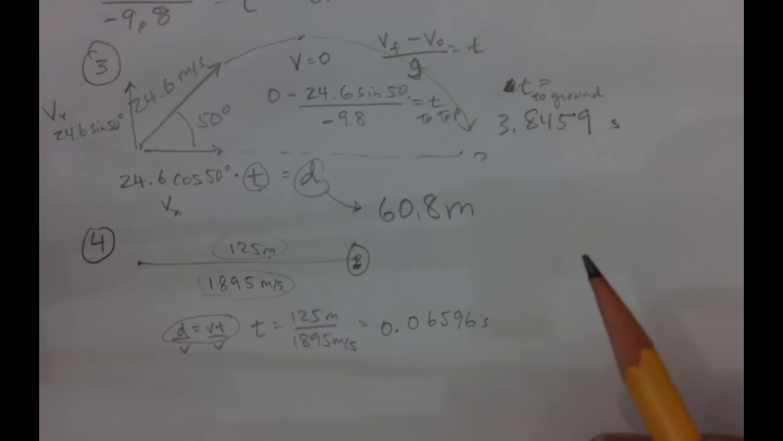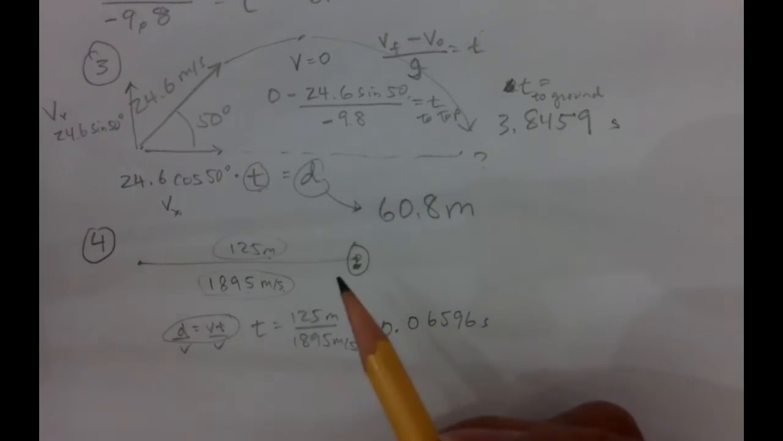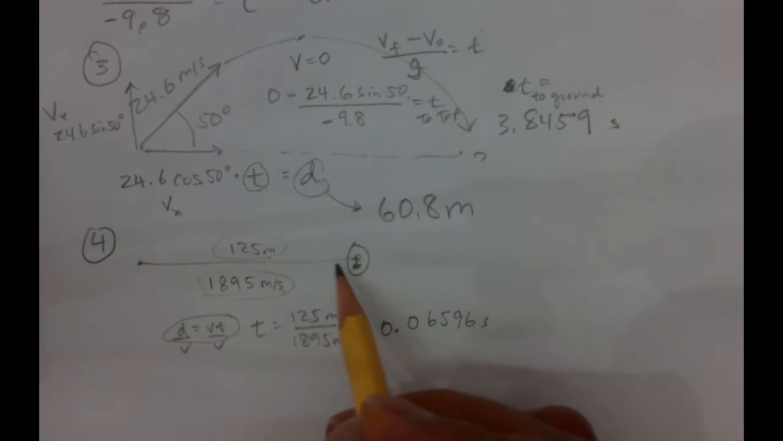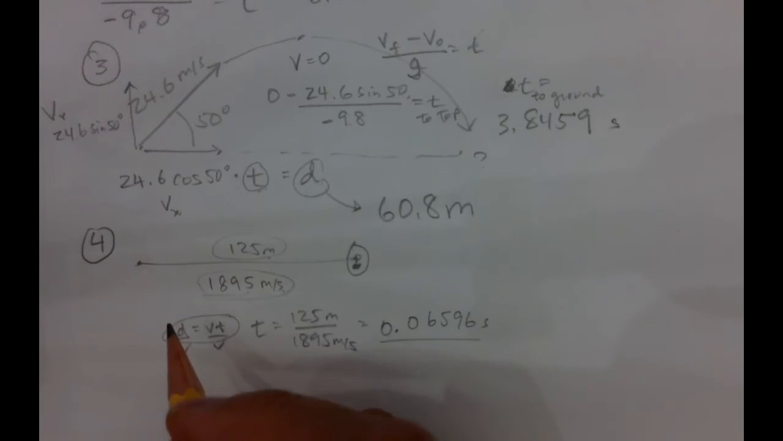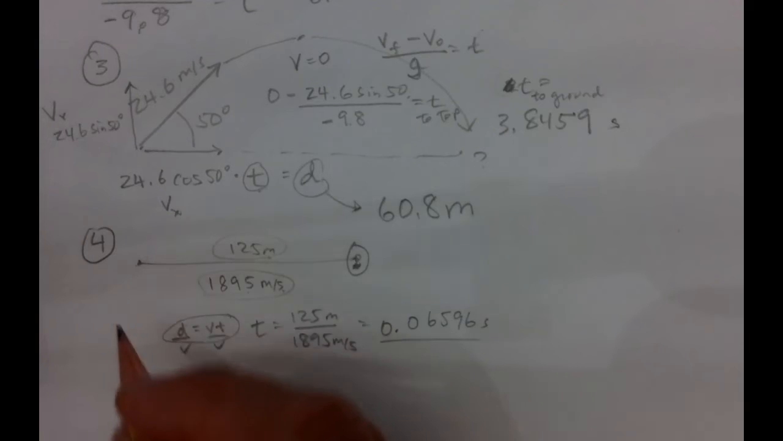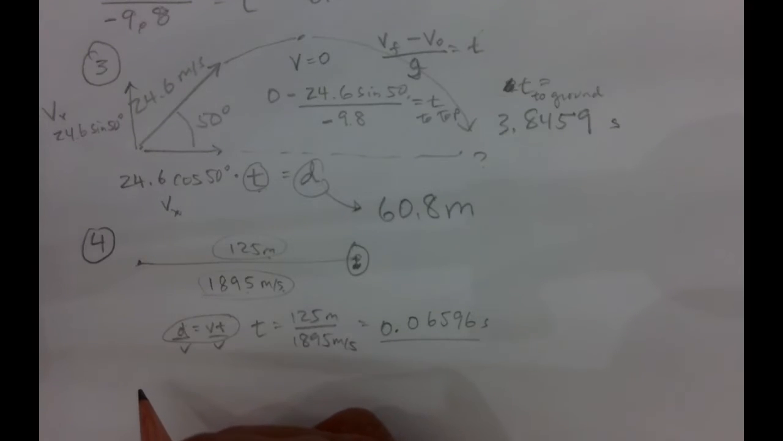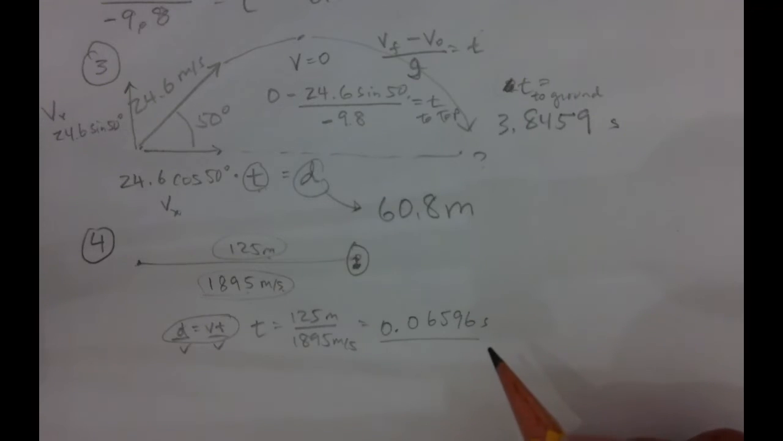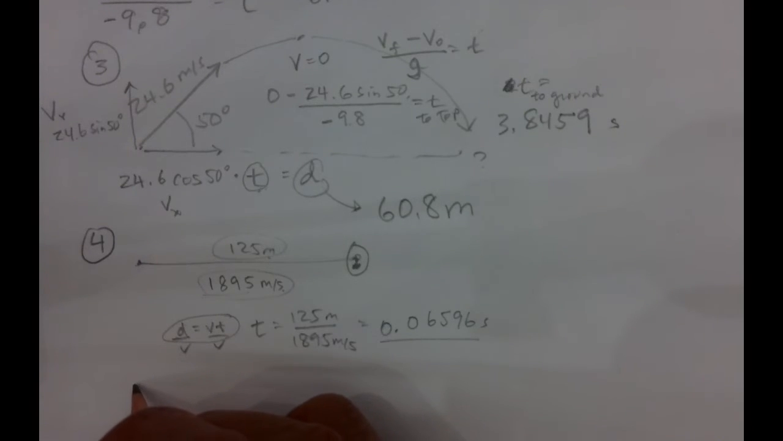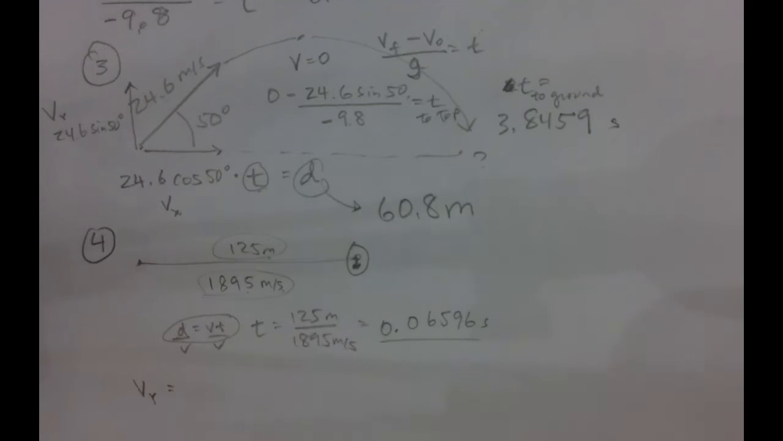Alright. So notice how our range is connected to our horizontal, and that gives us the time. And now let's think about vertical. The initial vertical velocity, of course, is 0, since he's firing it straight across. The final vertical velocity is going to be the effect of acceleration due to gravity over this time.